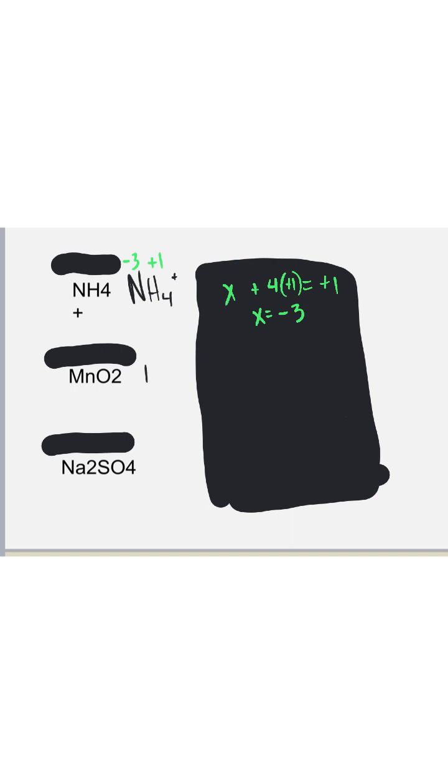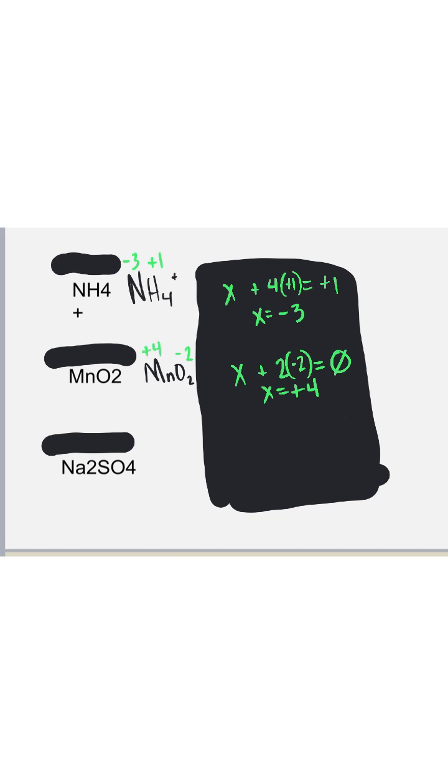Next one is MnO2. So again, oxygen has a set charge. My overall for this compound is a 0. Oxygen's set charge is always going to be a -2, and there's 2 of them. So I have 2 -2 charges, and I have 1 of something unknown. So 2 times -2 is -4. So to get 0, I need to add 4. Okay, so manganese is +4.